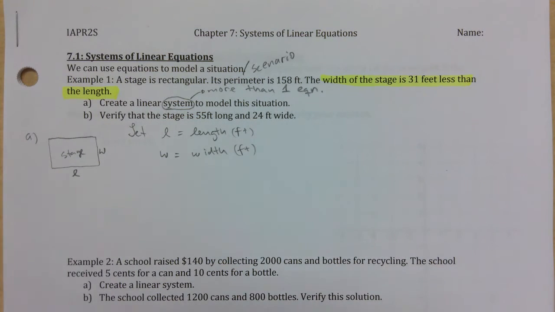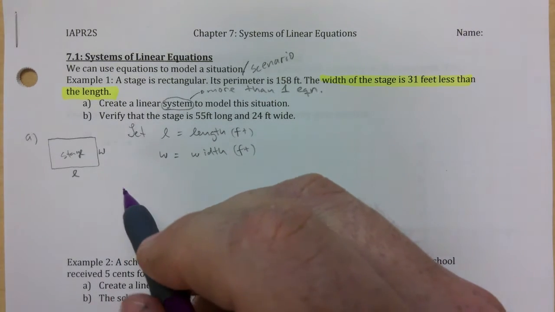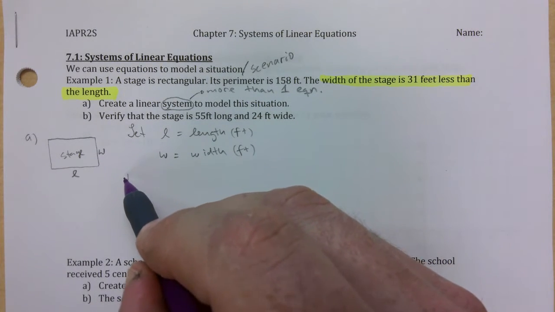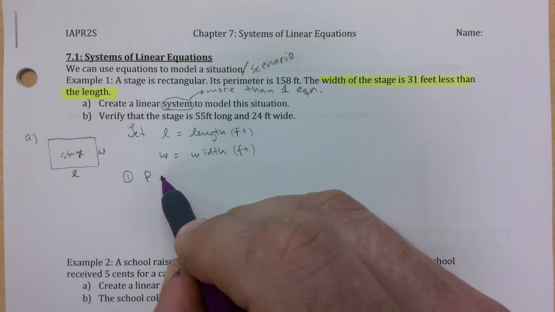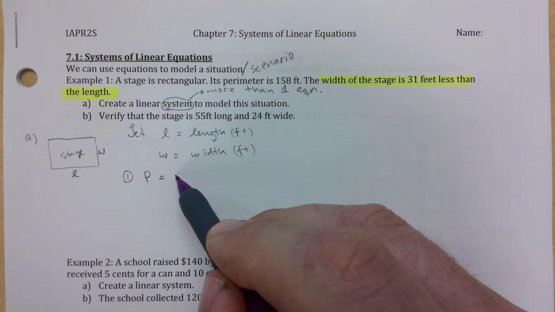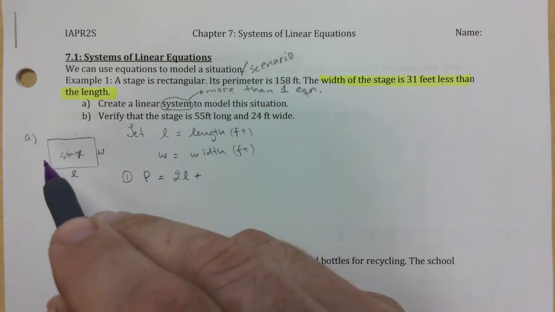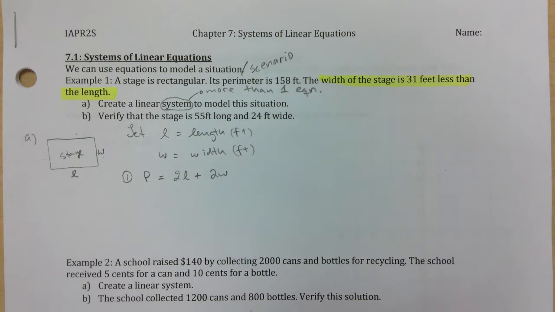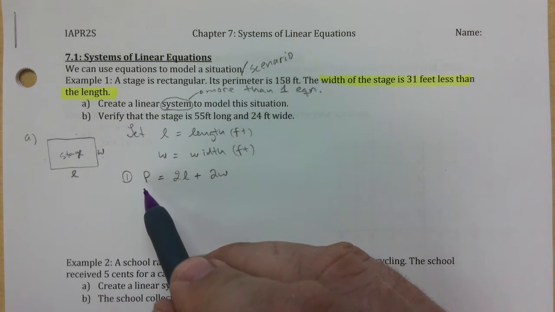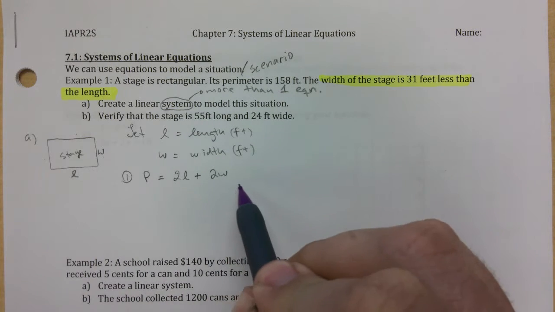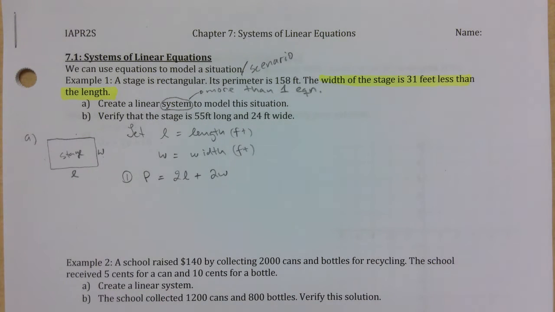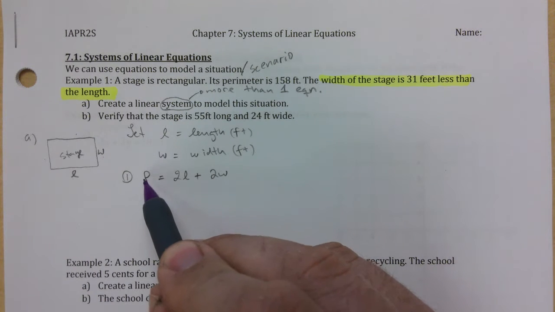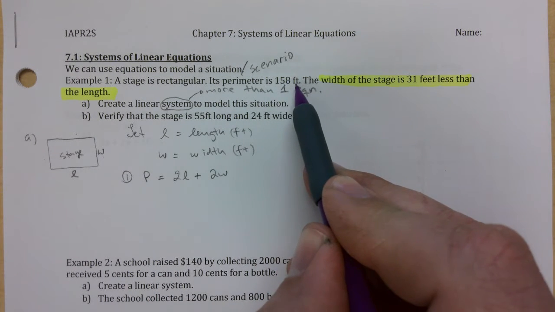Now, you can start with what is already known, right? And that is that the perimeter, the first equation, would be that the perimeter is going to be 2 times length plus 2 times the width, right? To find the distance around, it's 2L plus 2W. Okay, so you come up with that, and what do we know in this scenario? They give you something that you already know, and that is that the perimeter itself is 158 feet.